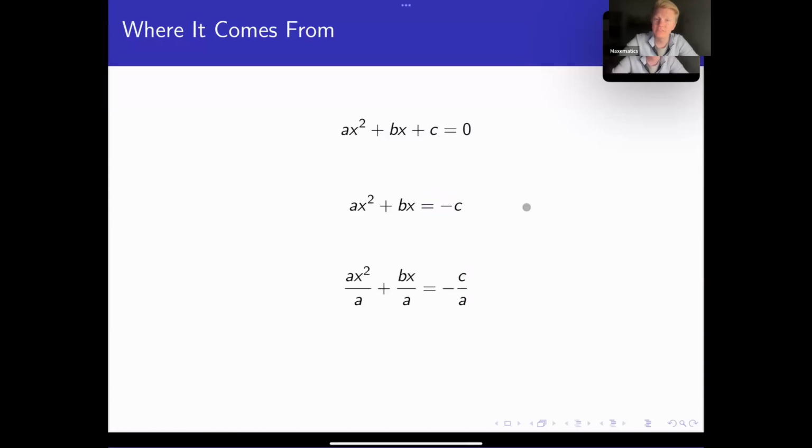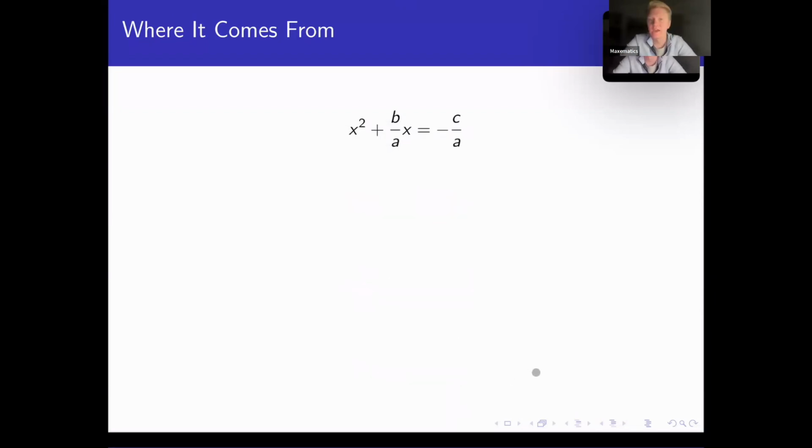And now we want to divide everything by a because we know we can only do completing the square when a is equal to 1. So we divide everything by a, cancels out, b over a, and c over a. Okay, well now we want to complete the square. So we're going to add b, in this case, b over a divided by 2 squared to both sides. Okay, well, b over a divided by 2 is b over 2a. And we're going to add that to both sides.